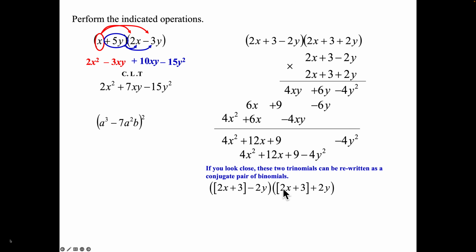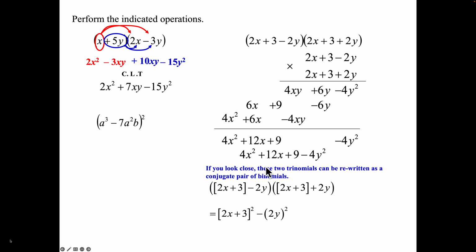Remember, the definition of a term is any number, variable, or quantity being multiplied together. All right, my 2x plus 3 is being multiplied by 1. Notice the minus 2y plus 2y. So now, remember when you multiply a conjugate pair, you take the 2x plus 3, first term, multiply to this first term. That's 2x plus 3 squared. Negative 2y times a positive 2y is a minus 2y squared.